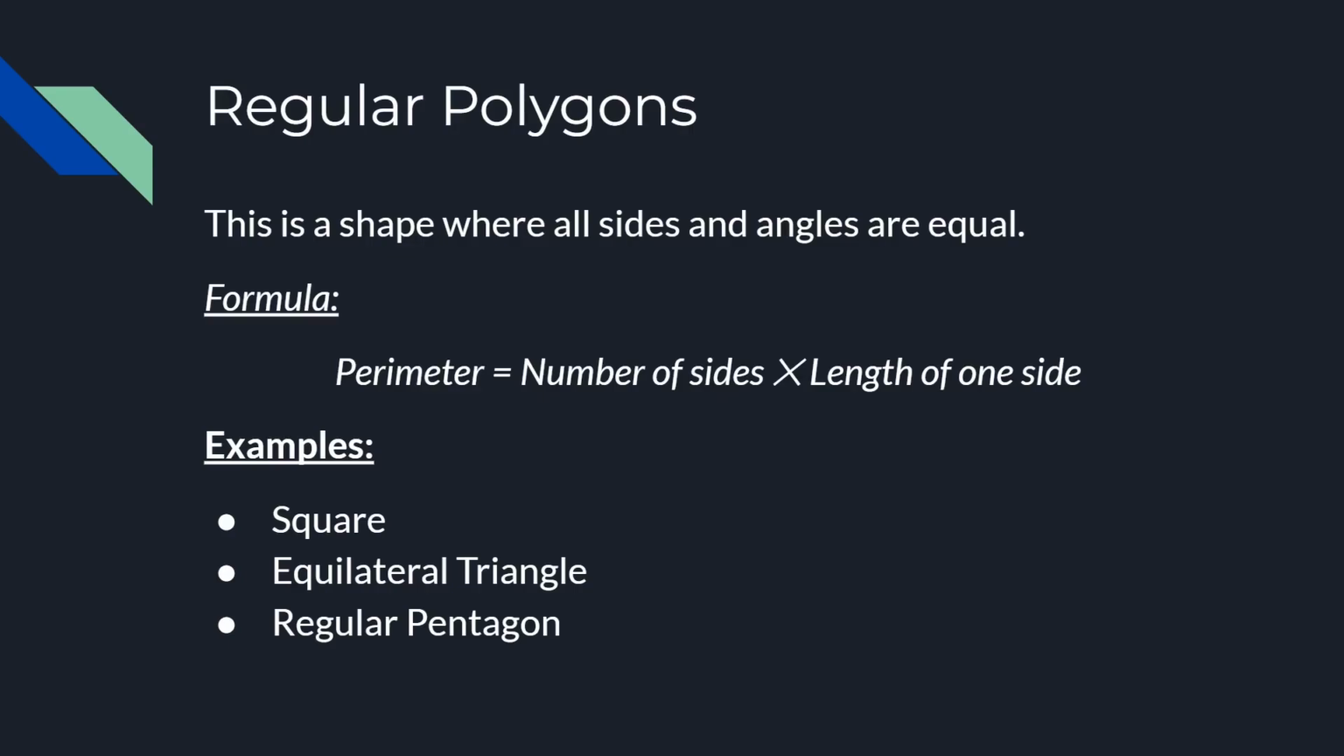For regular polygons, calculating the perimeter is straightforward. Since all sides are equal, you simply need to multiply the total length of one side by the number of sides, and you'll be able to get the perimeter. You can use this for shapes such as squares, equilateral triangles, or regular pentagons.